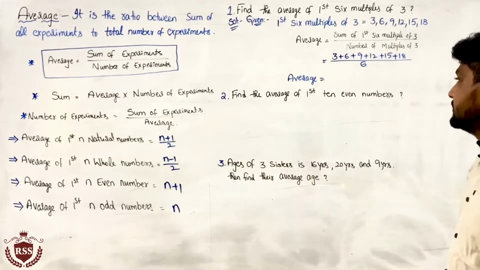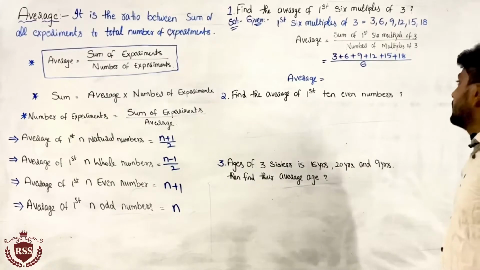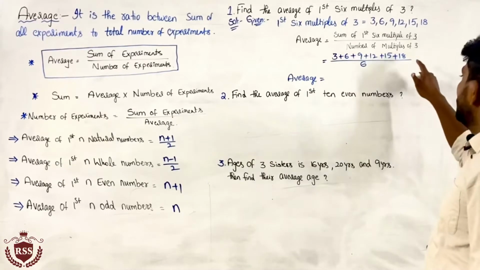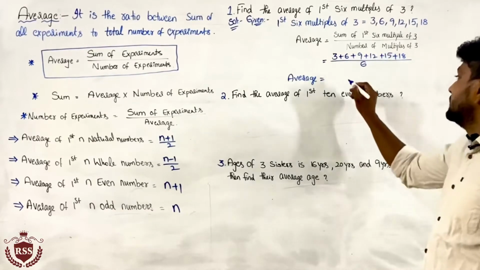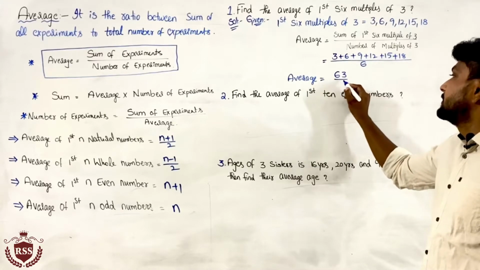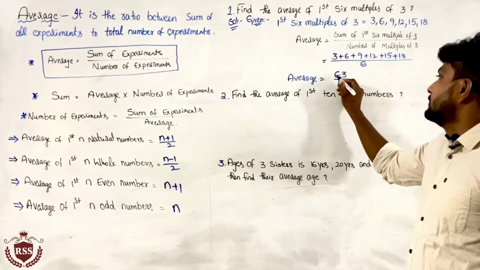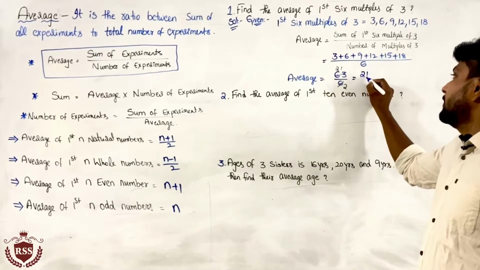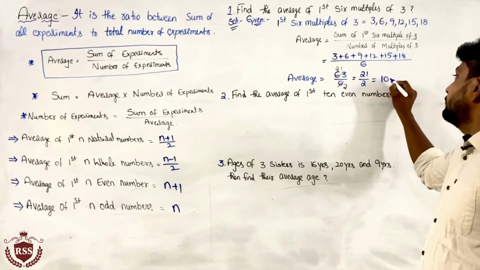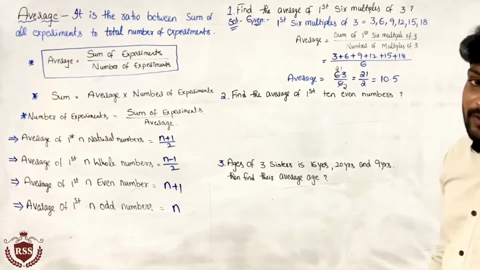to, if we add this, 18, 30, 45, 45 plus 63 by 6. You can cancel with the 3. 3 2s are 6, 3 1s are 3. 21 by 2, which is equal to 10.5. That is the average of first 6 multiples of 3.